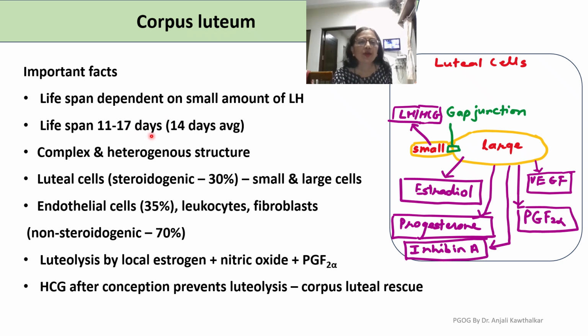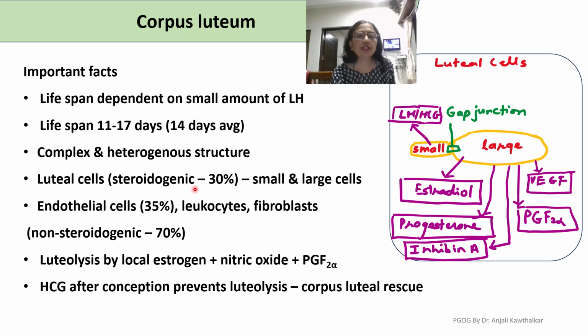Corpus luteum itself is a complex and heterogeneous structure. It has luteal cells which produce steroids, that is why these are called steroidogenic. But only 30% of the corpus luteum is formed by luteal cells, whereas 70% is formed by endothelial cells, leukocytes, and fibroblasts. Endothelial cells contribute 35% of the total cells present in the corpus luteum.